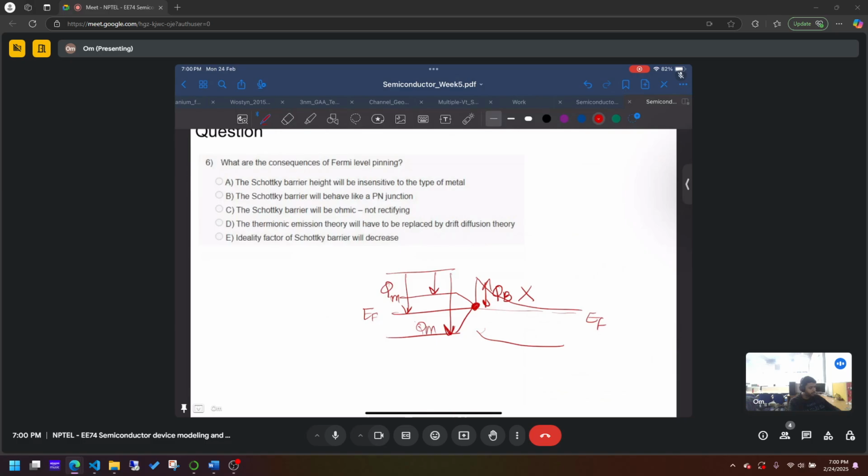So this means that by changing phi m, what we are doing is changing different metals, right? So the Schottky barrier height will be insensitive to the type of metal. Schottky barrier height, phi b, will be fixed even though you are changing phi m. That means the Schottky barrier height will be insensitive to the type of metal, which is option A.